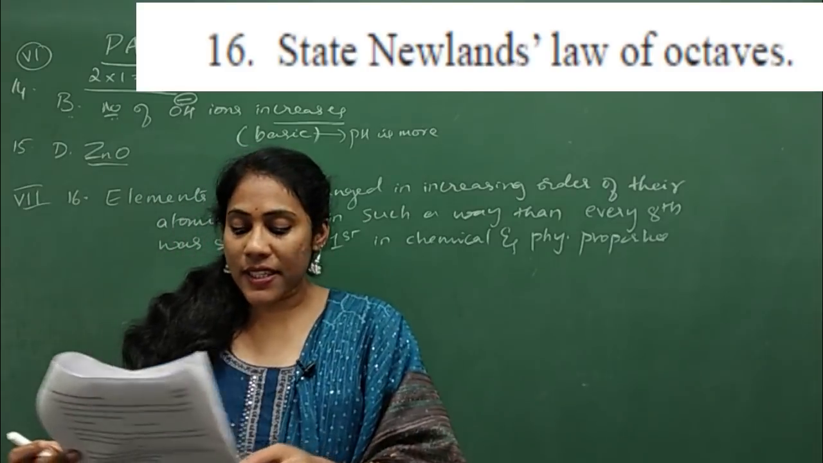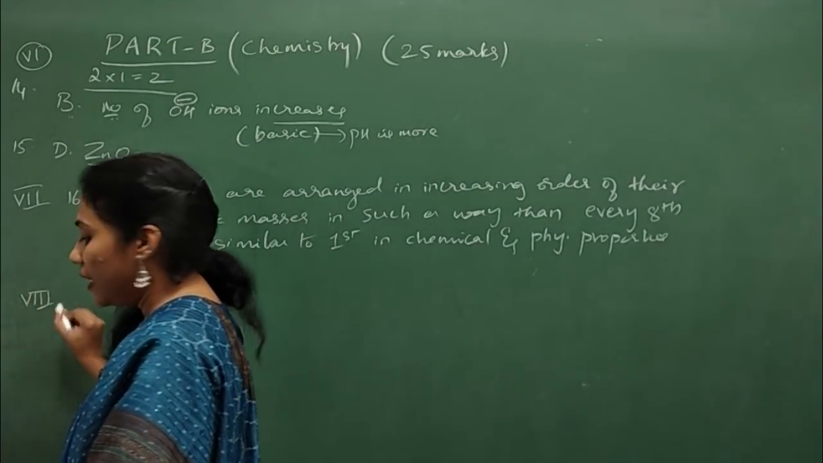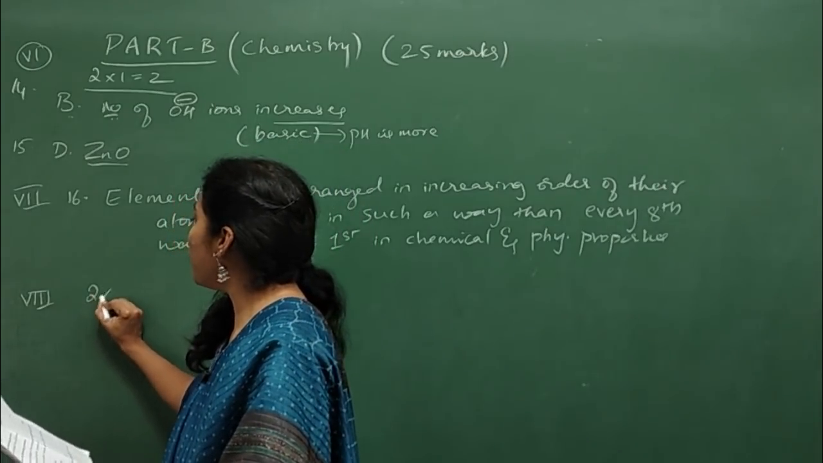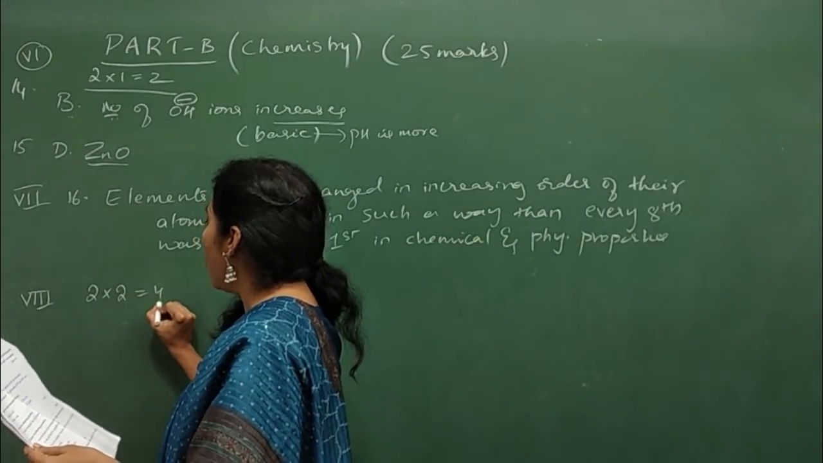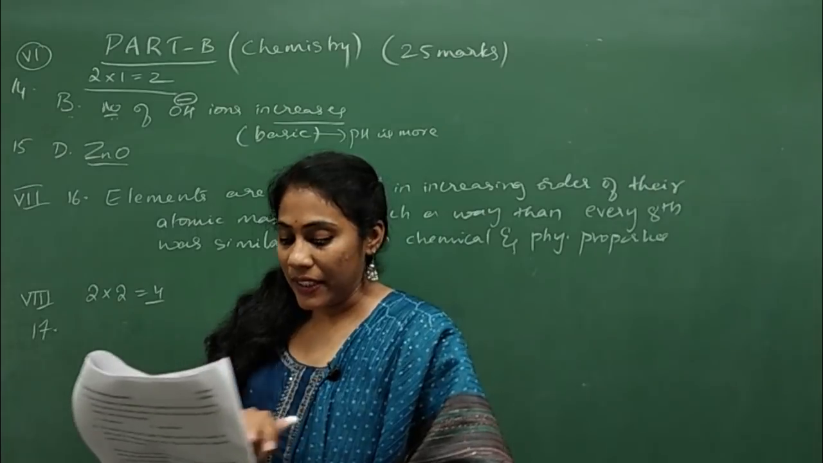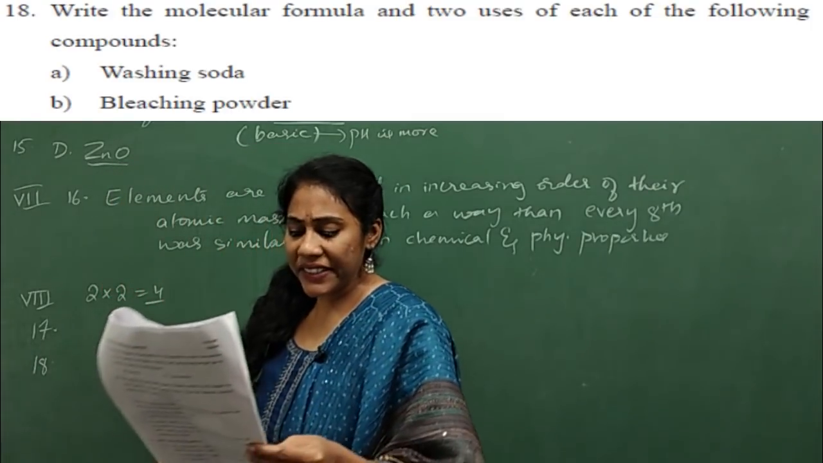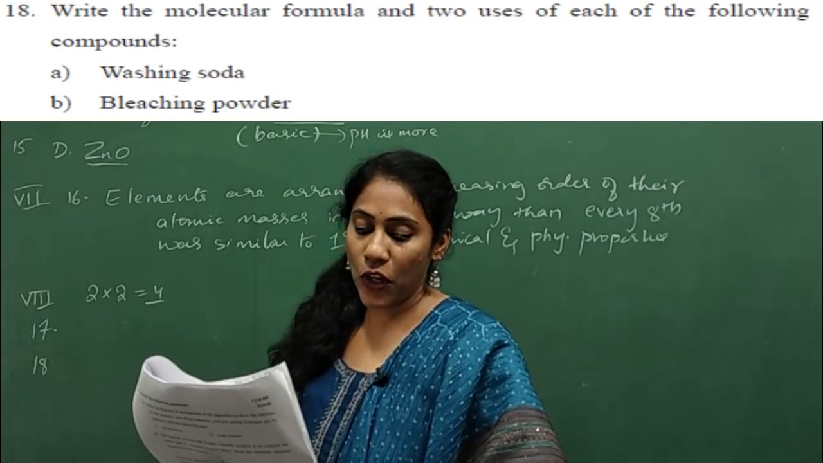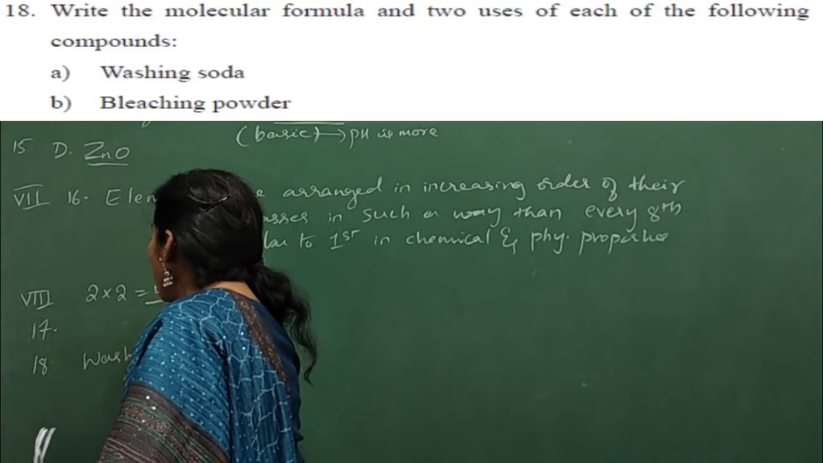That's all about the 7th main. Coming to the eighth main. The eighth main is a 2-mark question. You have two 2-mark questions, so each one carries 2 marks, altogether 4 marks. Coming to the 18th question. Write the molecular formula and 2 uses of each of the following compounds. So the first one is washing soda.